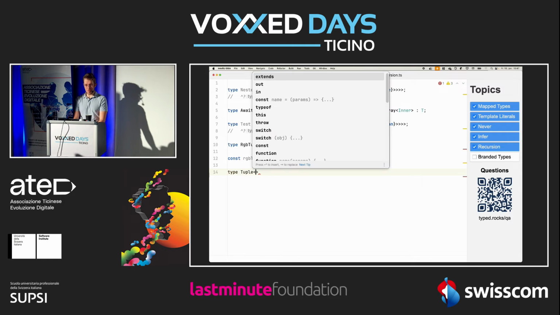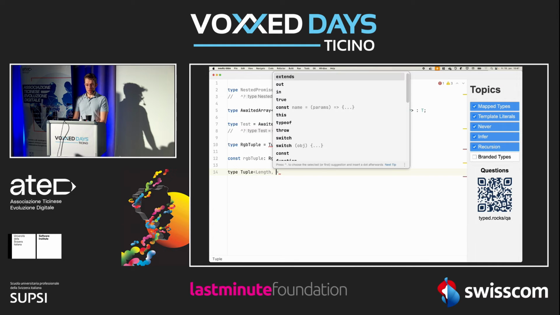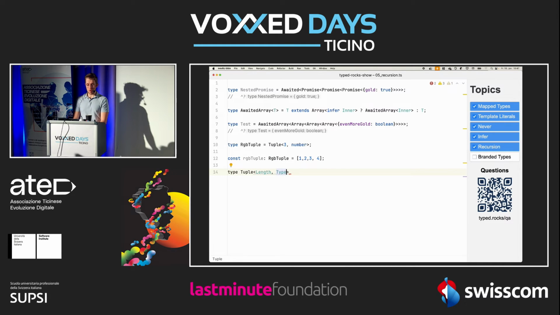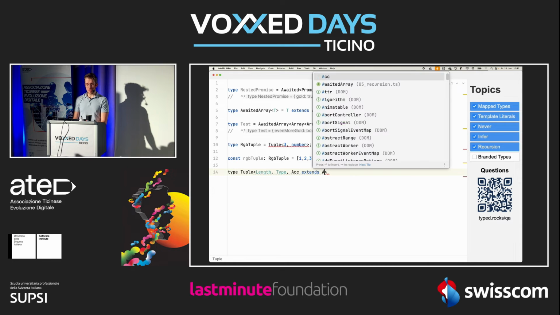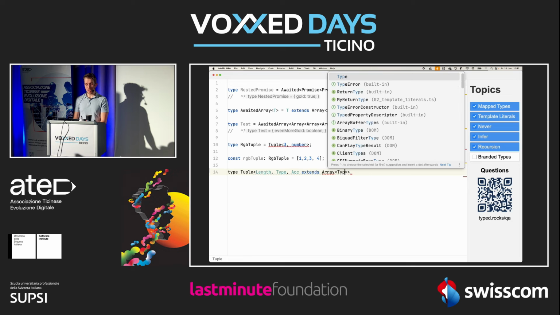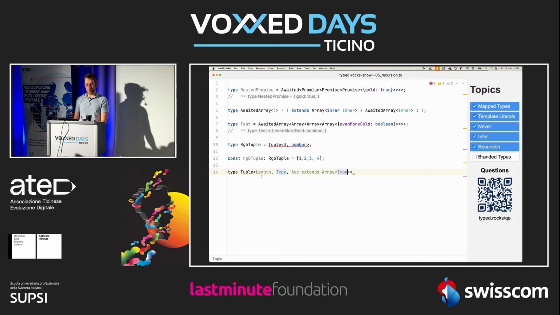We say we have a tuple. The first one is a length. The second one, we call it type. And the third one is an accumulator. And we tell Typescript, listen, this accumulator has to be an array of type. So in our case here, it can only have numbers in it. Now, you can see here, we would always have to add an empty array to start with, but we don't want that, so we can say we initialize it with an empty array.